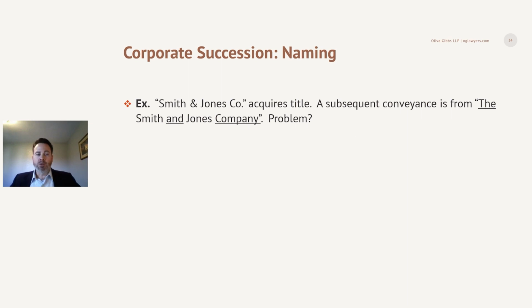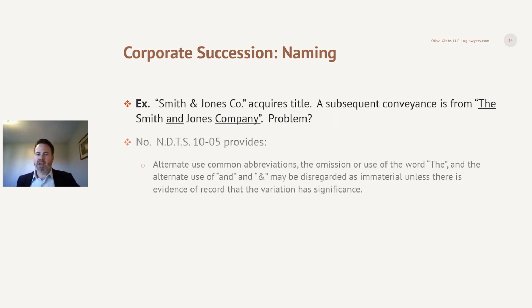For this example, we'll look at variations in naming of that entity as they appear in the record. So if the record contains a variation in the name, will that be problematic? So here, Smith & Jones Company acquires title. A subsequent conveyance is executed by the Smith & Jones Company. So the answer is, it'll depend, but the title standards are generally pretty accepting for minor deviations.